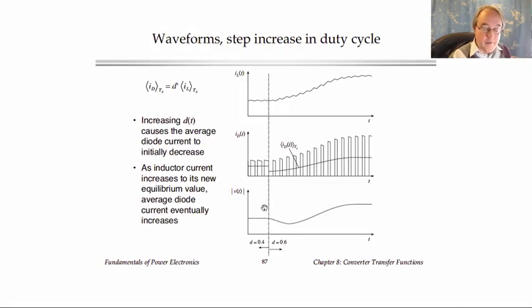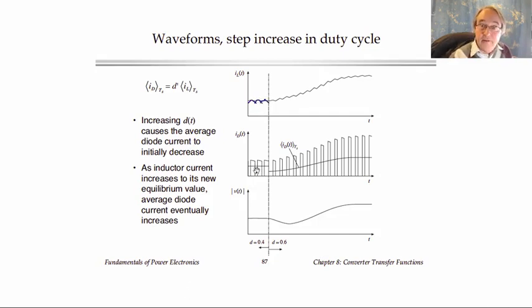Here are some waveforms. So this is our inductor current, including its ripple. It's operating here initially with D of 0.4. And we're switching, so we get some switching ripple like you see here.